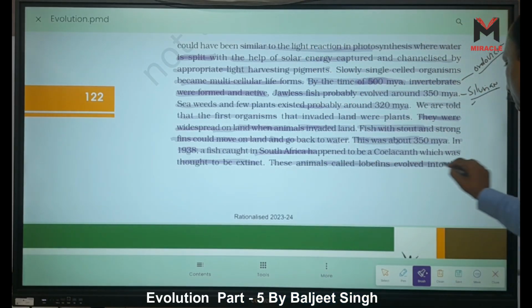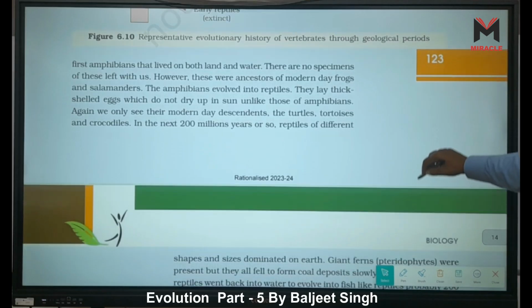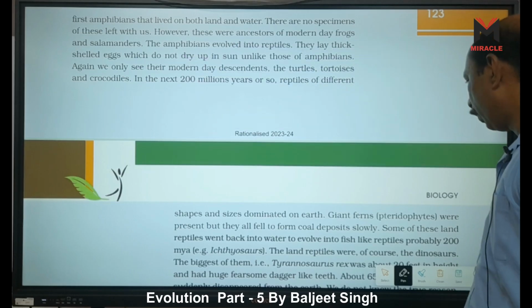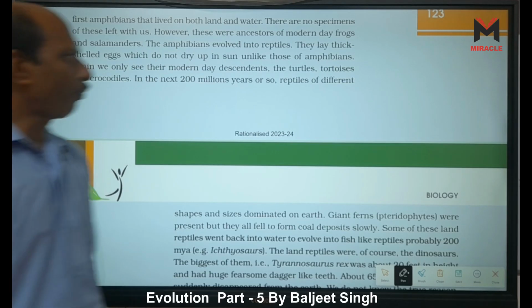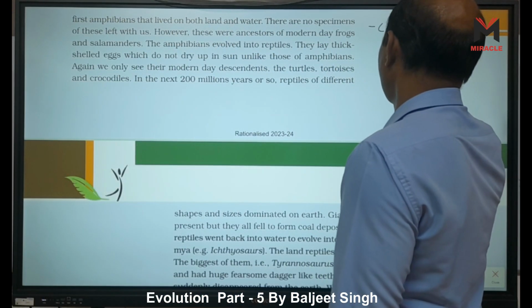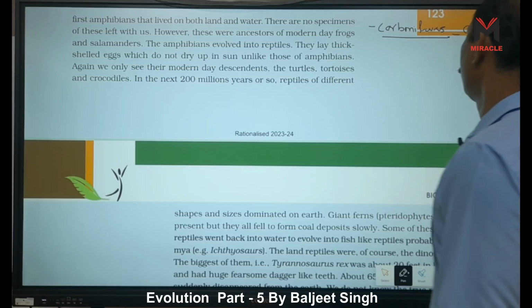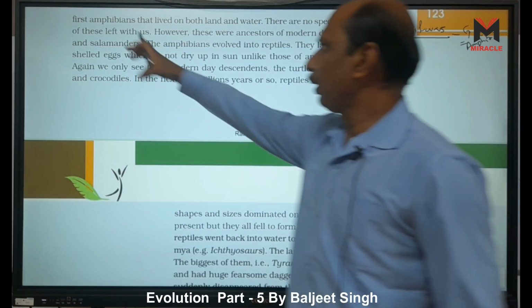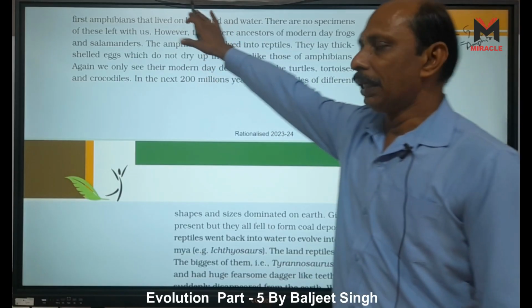So these animals called lobe fins evolved into the first amphibians that lived on both land and water. I tell you here, first amphibians, right? Evolution of the first amphibian is in the Devonian era, and the dominant period of amphibians is which one? Carboniferous. It is the golden period of amphibians, right? The first amphibian that lived on both land and water. So it is not Carboniferous, but it is the Devonian era, right?